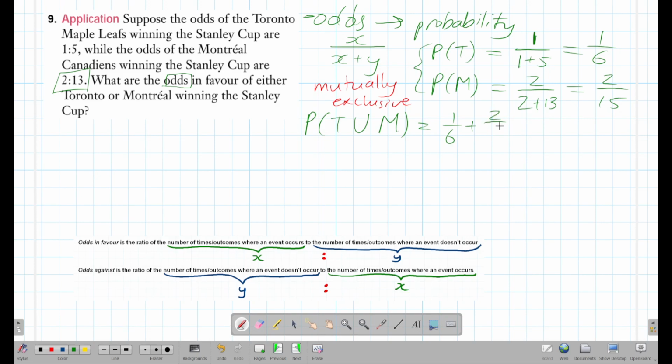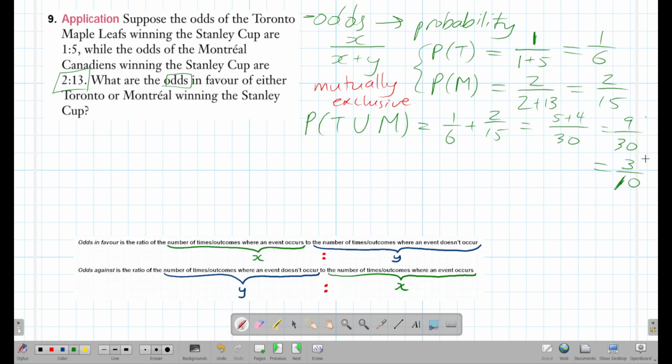So we're just going to add these probabilities together. If you do this, 30 is our denominator, we get 5 over here and 4 over here. This will be 9 over 30. So let's simplify this. This will be 3 over 10. Okay, great, cool.